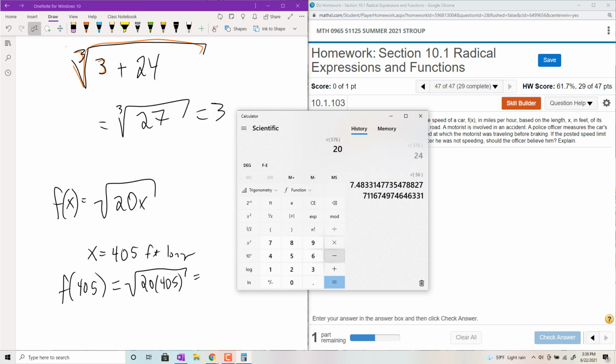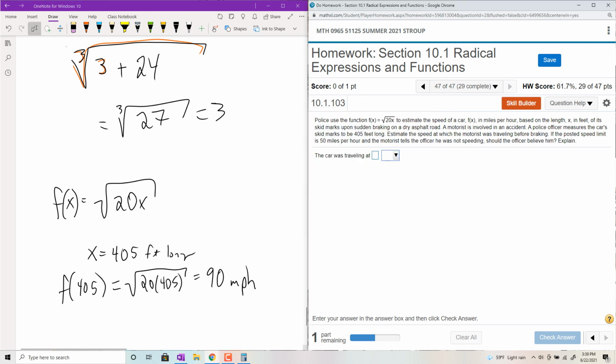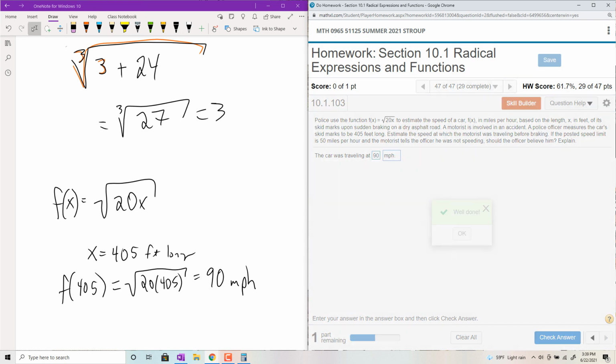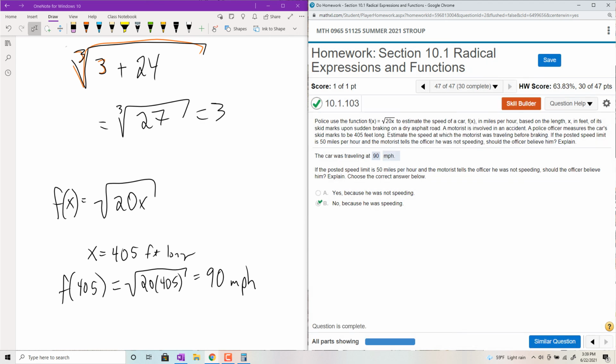20 times 405 equals 8100. I want to take the square root of that. Let's get 90 miles per hour. I don't think that's the speed limit much anywhere in the Americas. If the posted speed is 50, yeah, this person is speeding. So 90 miles per hour according to this formula. Well, so should the officer believe him? No. Okay, so I think that does it for us.